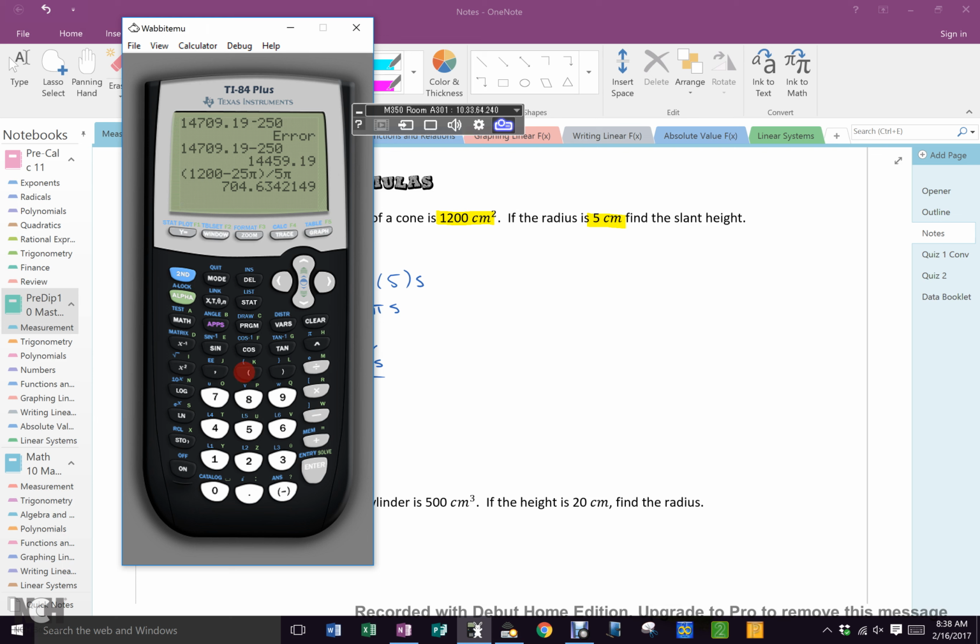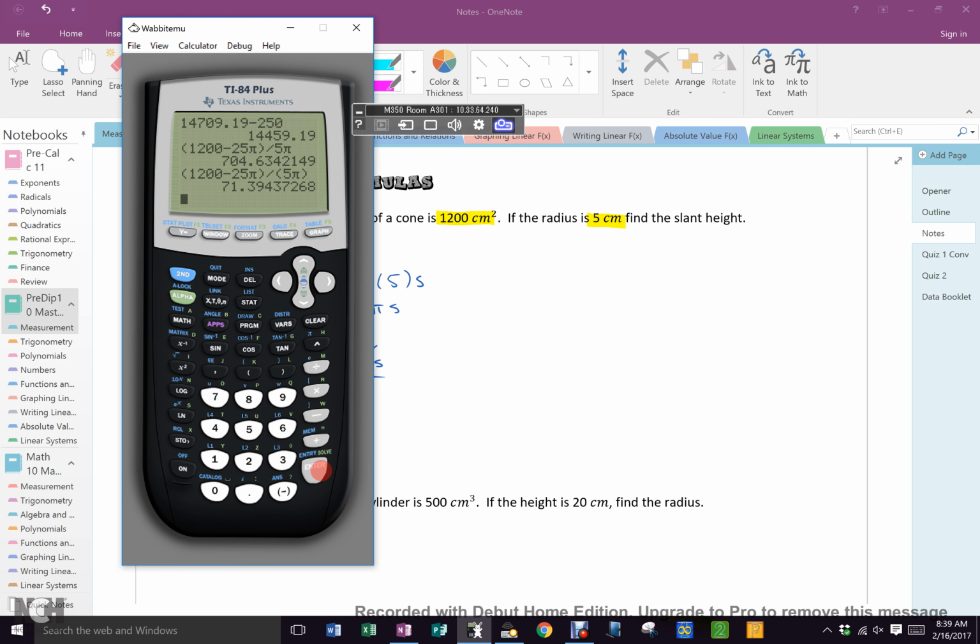So you do the same thing. Bracket, 1,200 minus 25 pi, close brackets, divided by new bracket 5 pi, close bracket, equals. There we go. Now, stop for a second. How did I know I did it wrong? The number's too big, isn't it? Right? How could my slant height be 704 and have my surface area only be 1,200?